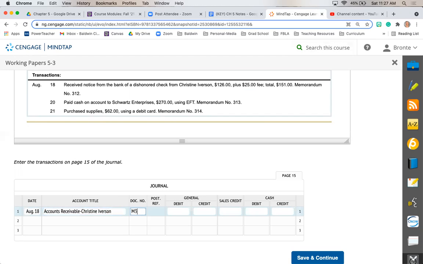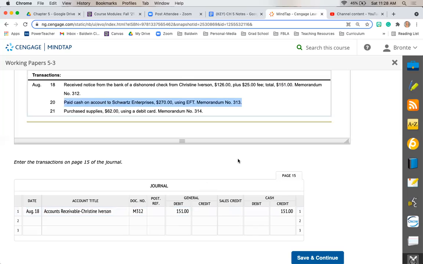So M312. To increase accounts receivable, it's an asset, so we're going to debit it the total $151. And until she comes in and pays that, we're going to lose that amount in our checking account. So cash is going to decrease with a credit of $151.